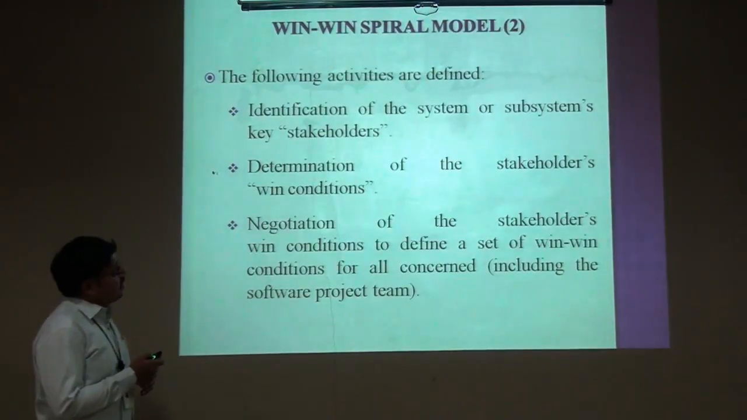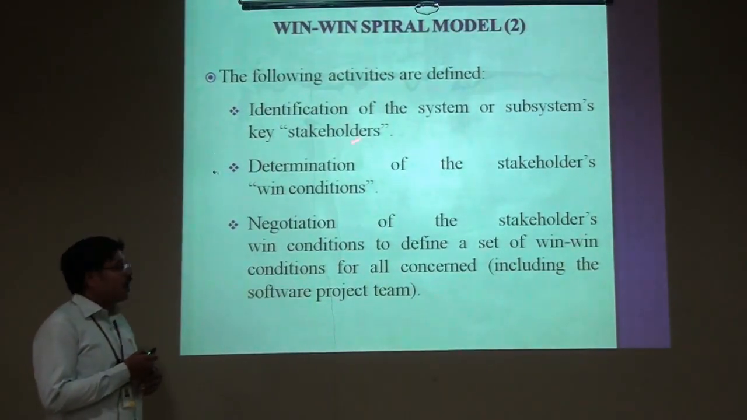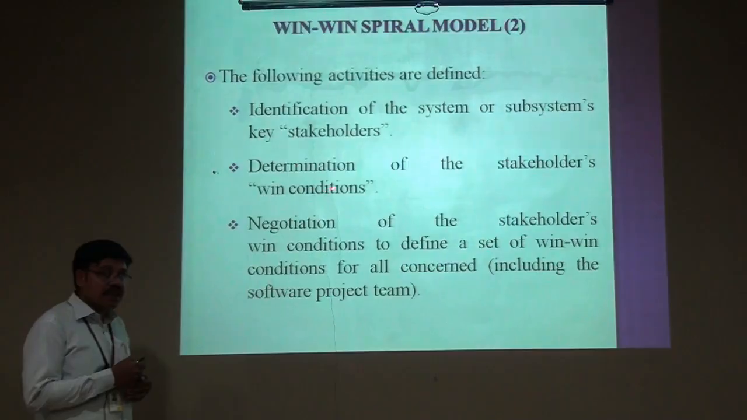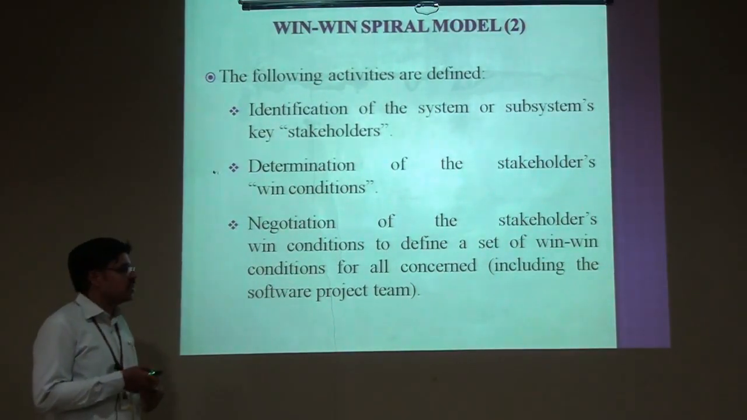So the following activities are carried out in this win-win spiral model. The first one is identification of the system or subsystem by the stakeholders, then determination of the stakeholder win conditions, and third one is we need to negotiate the stakeholder win conditions.